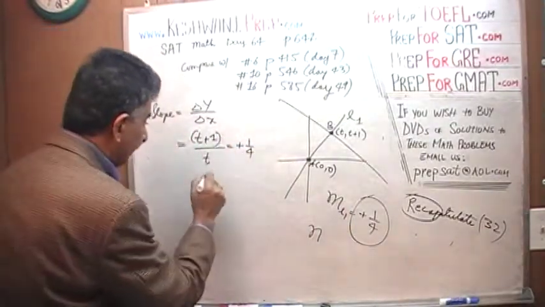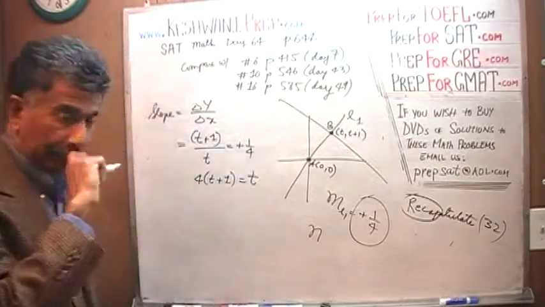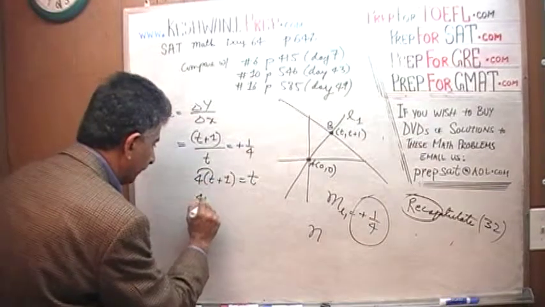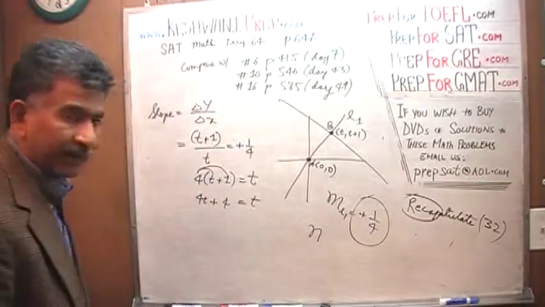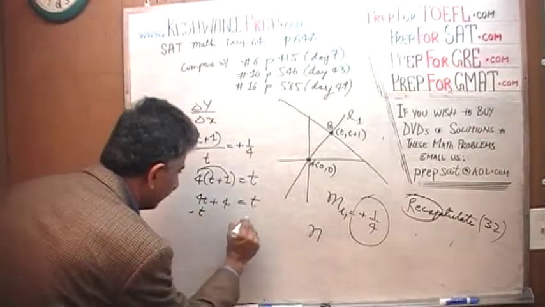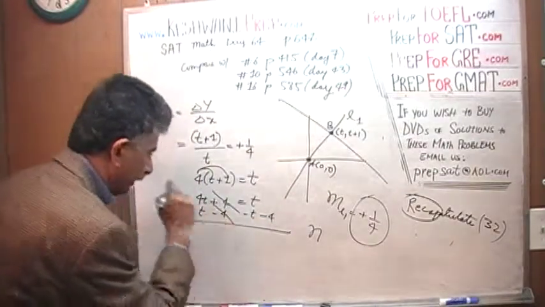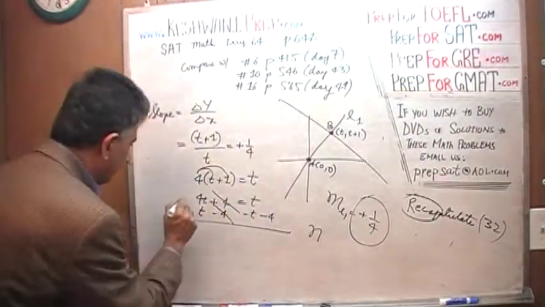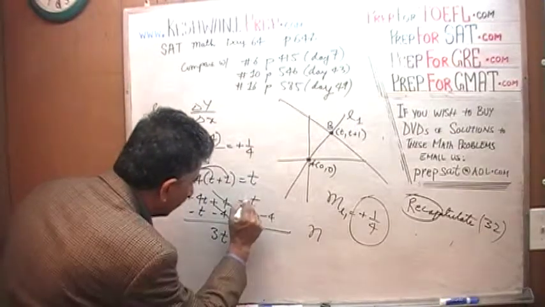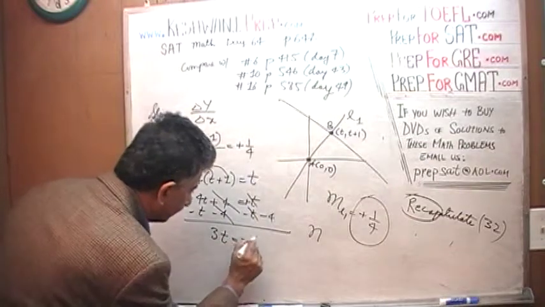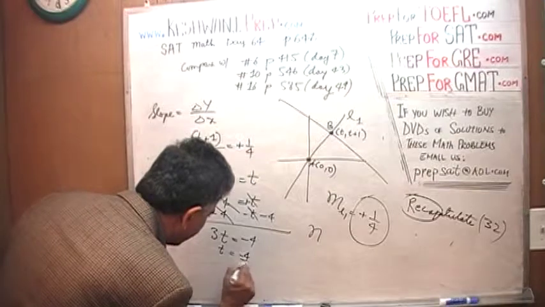Cross multiply both sides and we get 4 times (t plus 1) equals t. Open the parenthesis and we get 4t plus 4 equals t. Subtract t from both sides and subtract 4 from both sides, and we find that positive 4 and negative 4 cancel out. And positive 4t and a negative t, we get 3t equals -4, and therefore t equals -4 over 3.